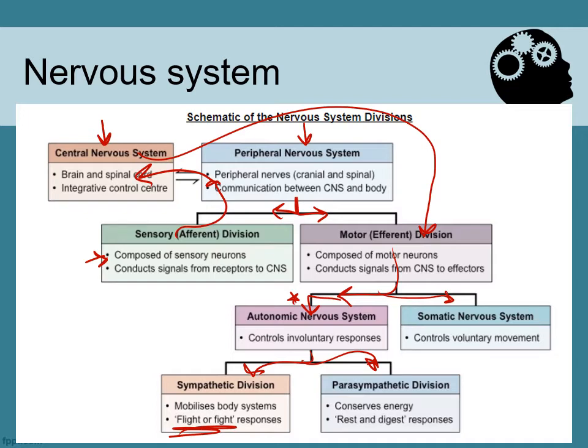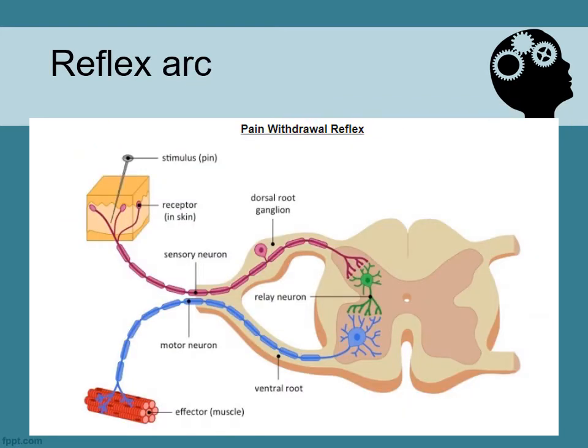If we're talking about heart rate, remember that the sympathetic is going to be the accelerator nerve, which gets our heart rate to move a little bit more quickly. And then on the opposite side, the parasympathetic is our vagus nerve, which is going to slow that heart rate down. So here we're talking about autonomic, and so it just happens. And we're going to look at the pain withdrawal reflex.